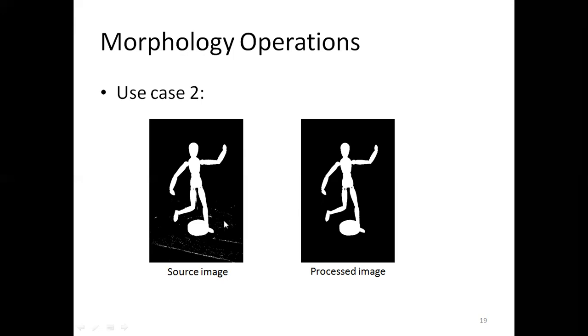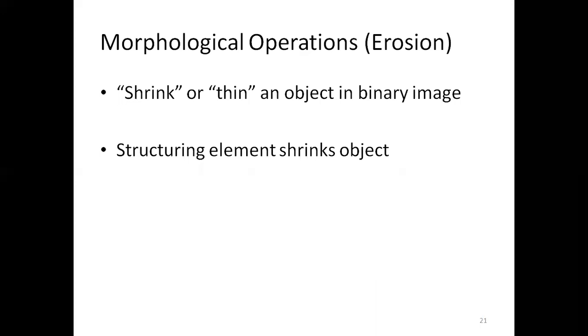This process is called erosion, because we want to erode the unwanted pixels present in this image. So let's see the definition. What erosion does is shrink or thin an object in a binary image. Earlier, dilation grows the pixels, but in the case of erosion, it shrinks the pixels. Again, the structuring element is responsible for shrinking the binary object.